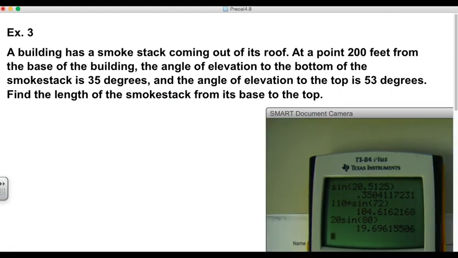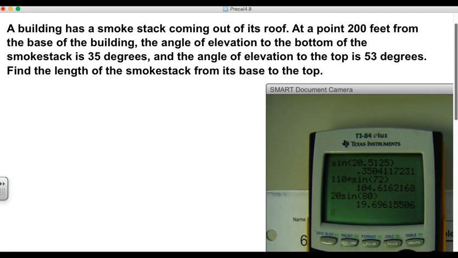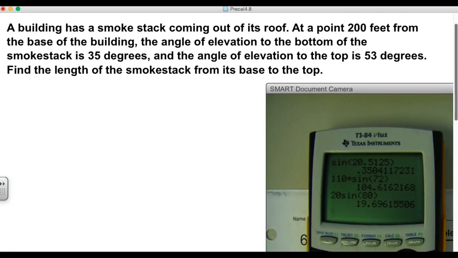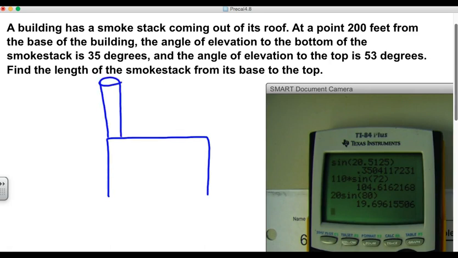All right, so let's look at another problem. So we've got a building. This one's a little bit more complicated. You've got a building that has a smokestack coming out of its roof. All right, so let's draw that real quick just to give us something to start with. Building, there's a smokestack right here coming out of the roof. All right, and it says that at a point 200 feet from the base of the building, the angle of elevation to the bottom of the smokestack is 35 degrees.